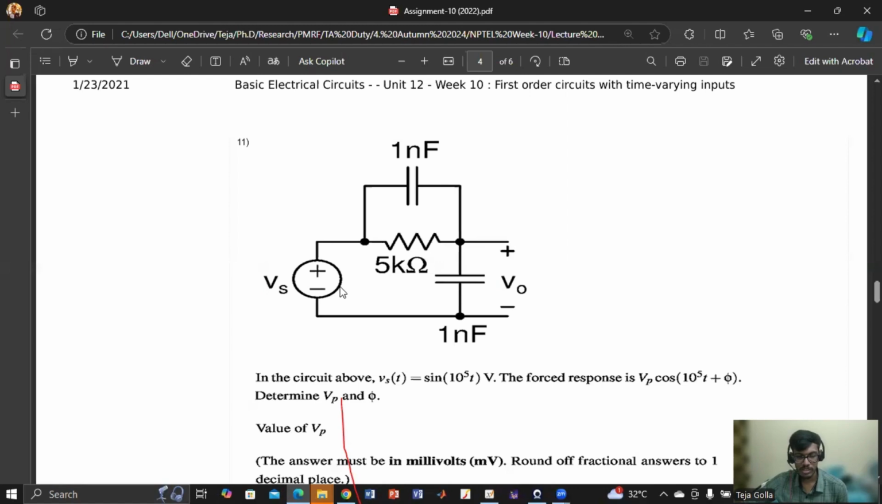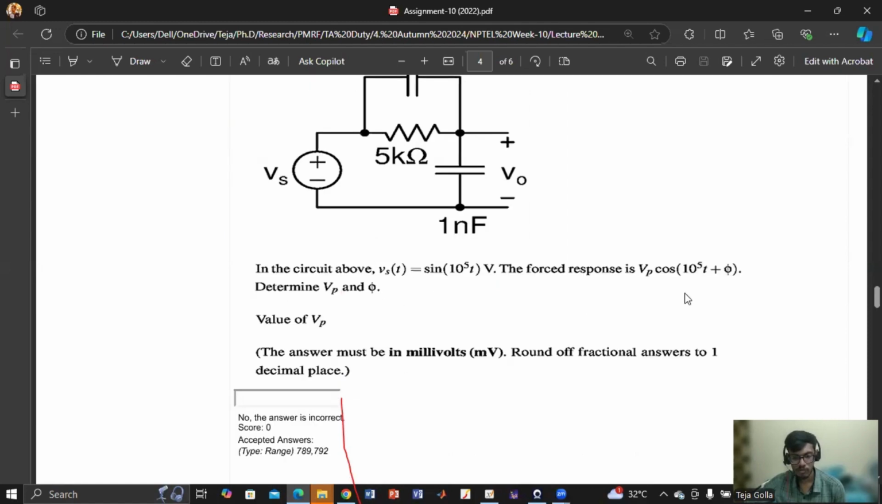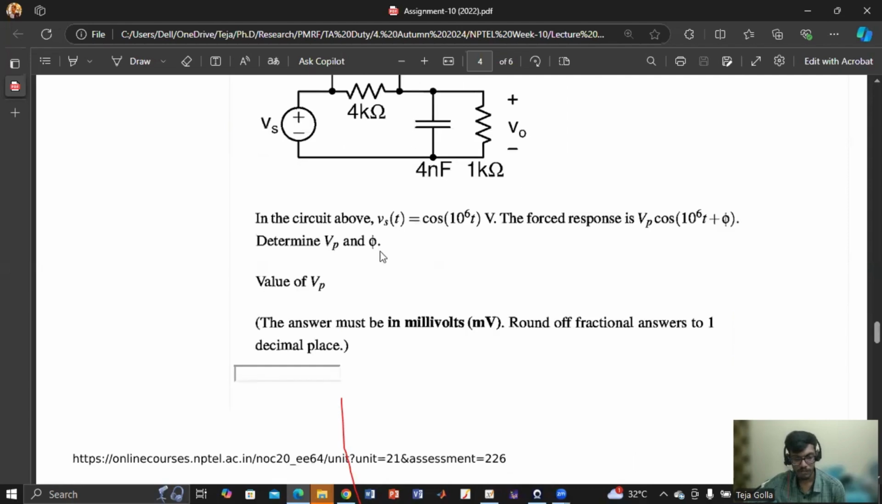So you have to write first differential equation by applying KCL and then by applying KVL and eliminate everything and write in terms of VC2 and VS. So now substitute this and solve for VP and phi. And this is the question we have just solved.